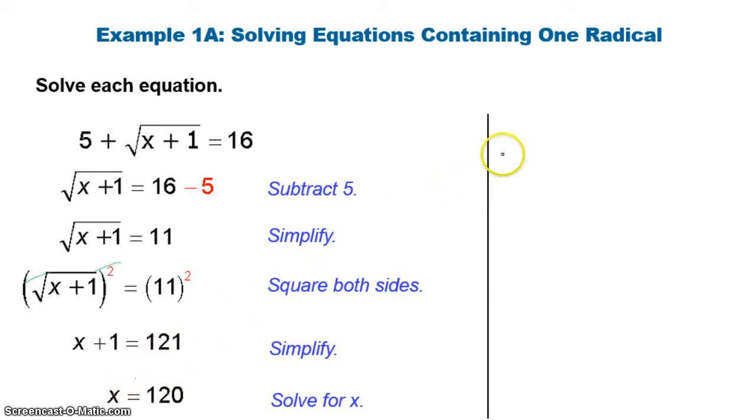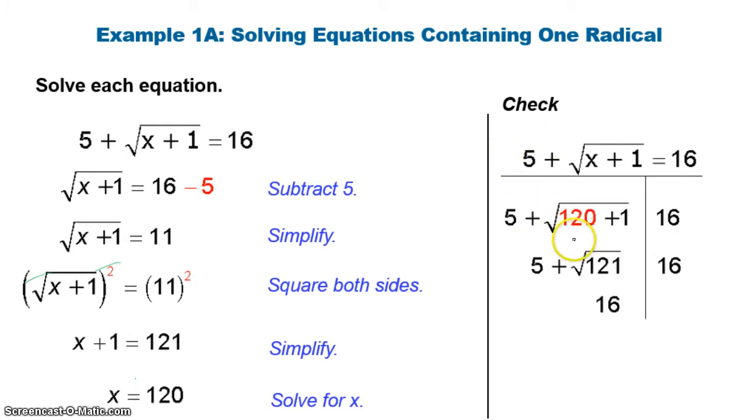Come over here and do a check to make sure that x is correct. We will sub it in right here at our 120. We get the square root of 121, which we know is 11. And then 11 plus 5 is 16, so it checks. Let's try another one.